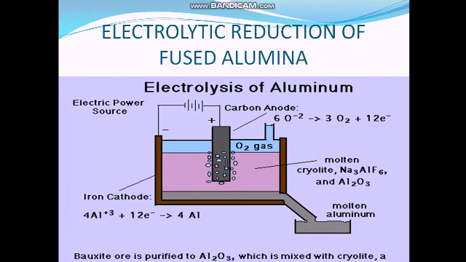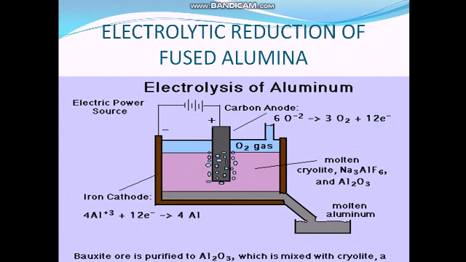On the other hand, at the anode, the graphite rods are present. So oxygen will be liberated, because among fluorine and oxygen, the oxygen will be discharged. This oxygen will lose the electrons and change into oxygen gas. And this oxygen gas will react with the carbon of the anode to form carbon monoxide. This carbon monoxide further reacts with oxygen to form carbon dioxide. As a result, the anode should be replaced again and again.